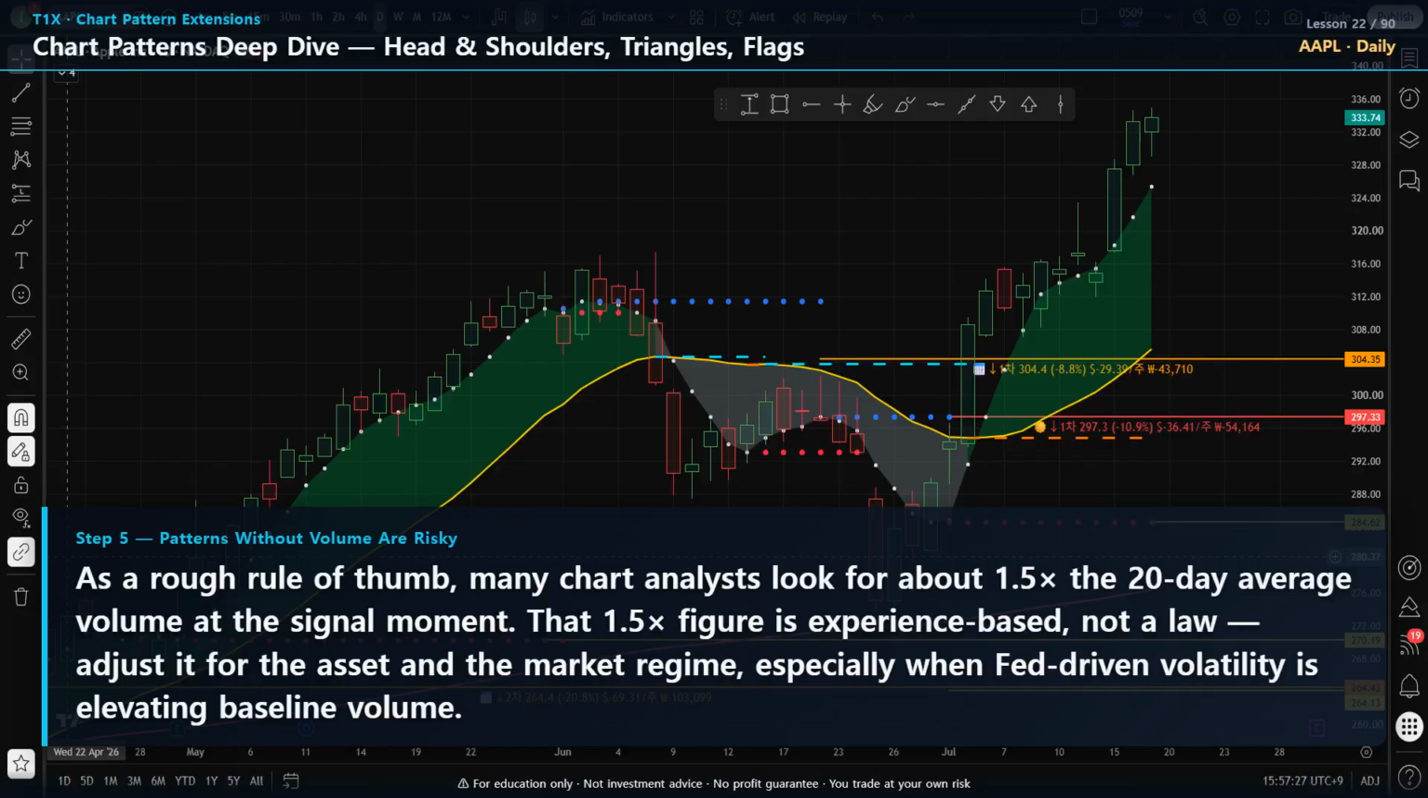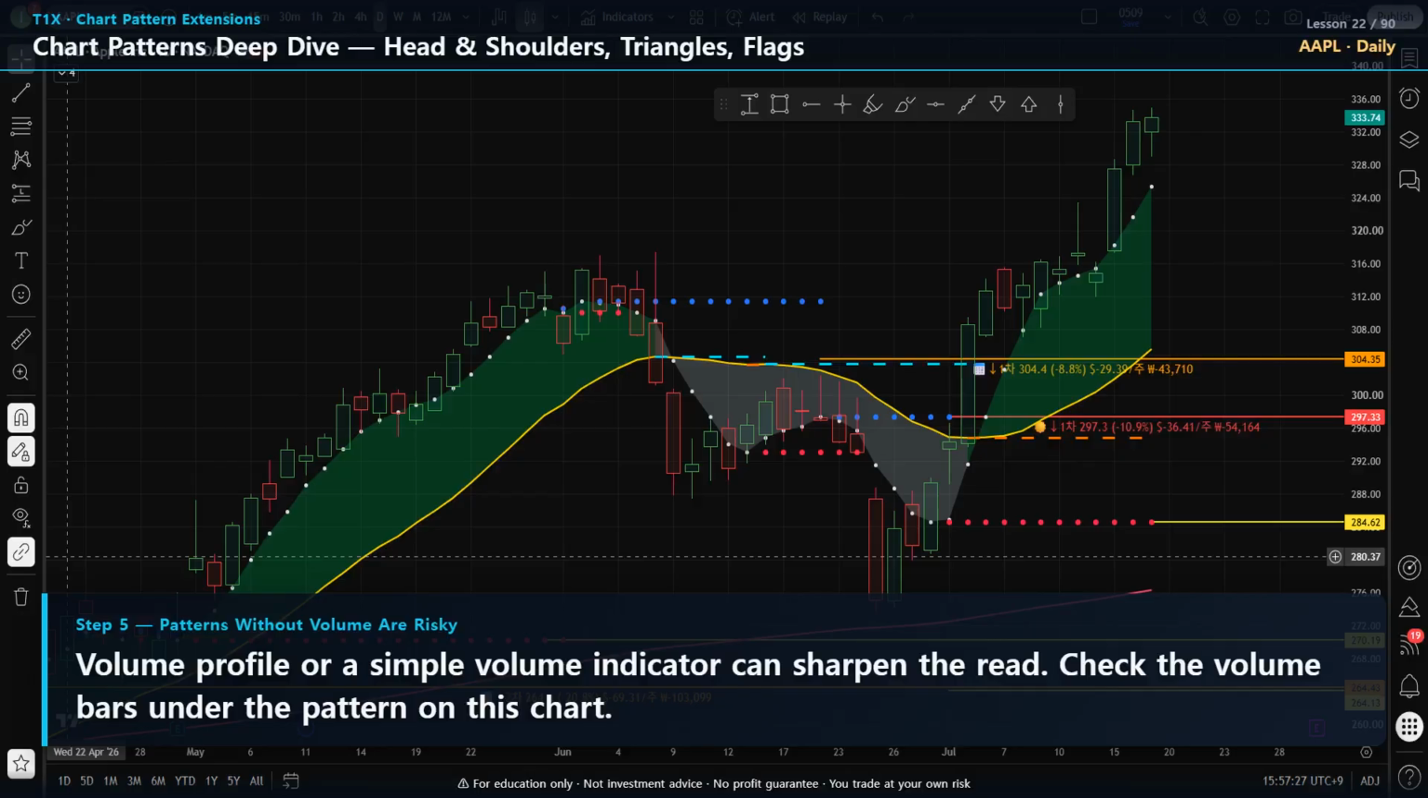As a rough rule of thumb, many chart analysts look for about 1.5 times the 20-day average volume at the signal moment. That 1.5 times figure is experience-based, not a law. Adjust it for the asset and the market regime, especially when Fed-driven volatility is elevating baseline volume. Volume profile, or a simple volume indicator, can sharpen the read. Check the volume bars under the pattern on this chart.